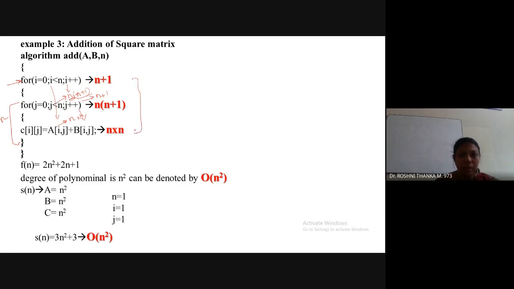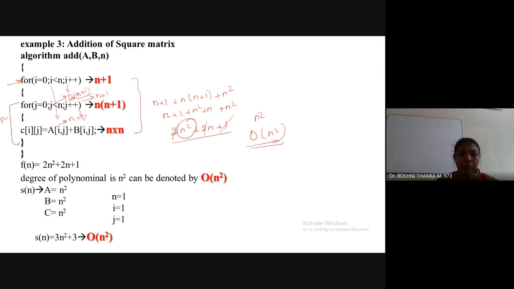When we add all these things, it will be n plus 1 plus n into n plus 1 plus n square. When you solve it, you will get n square plus n square, and you will get 2n square plus 2n plus 1, something like this. Here all the constants will be ignored and you have to take the highest degree of polynomial, so it is n square. So we will get big O of n square as the time complexity.